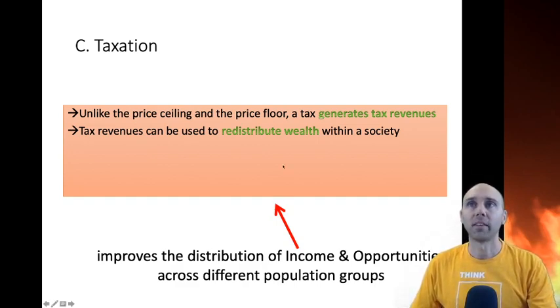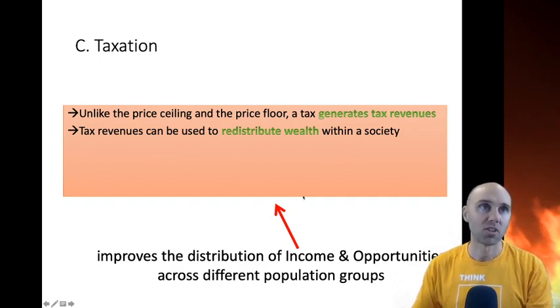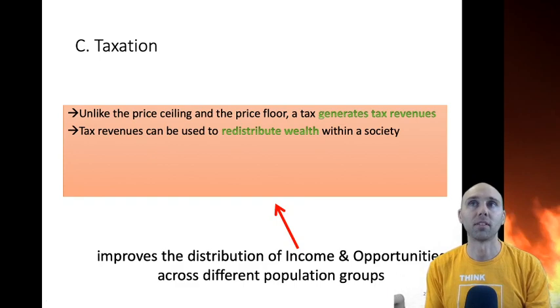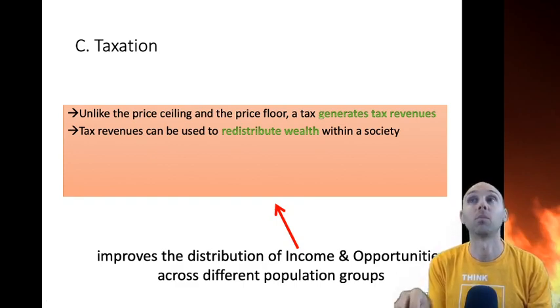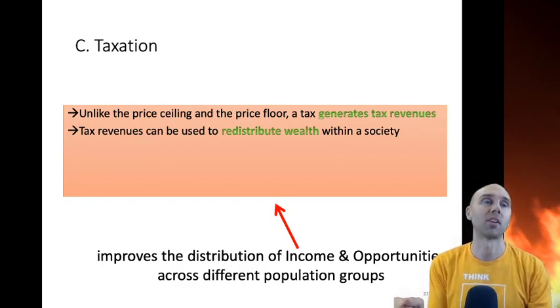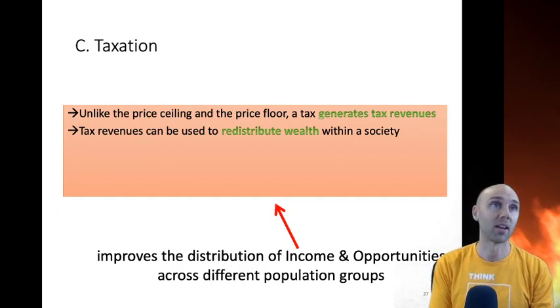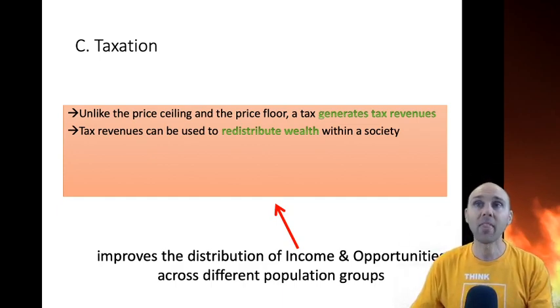And unlike a price ceiling or a price floor, taxes actually grab some of the surplus gains in our market that can be used as tax revenue. And tax revenue can be used to benefit society, benefit different parts of society who need help, to redistribute wealth within a society from rich to poor. And that can really help to improve the distribution of income and opportunities across different population groups. For example, if you particularly wanted to help low-income households and low-income renters.